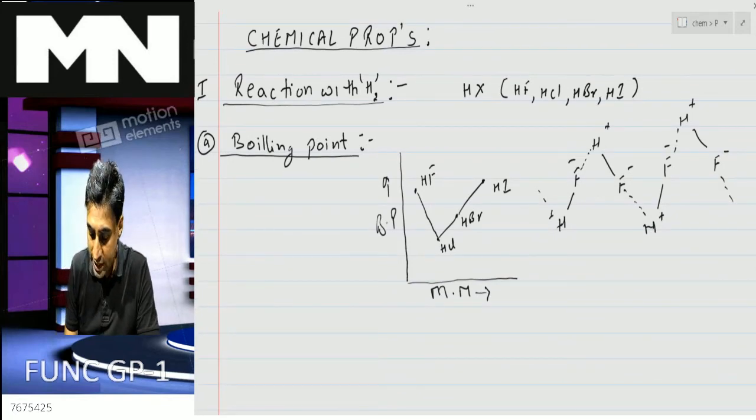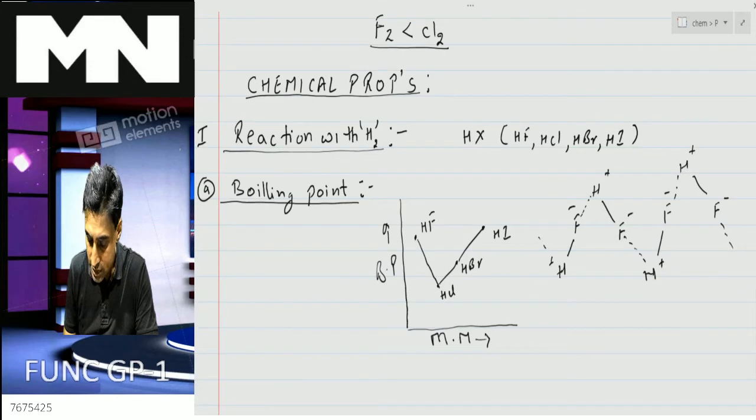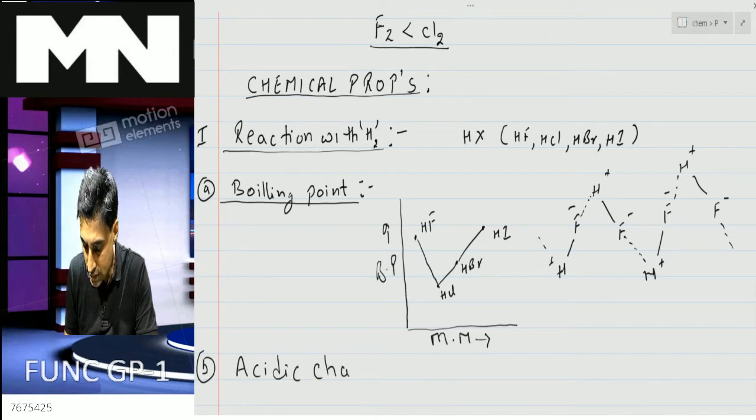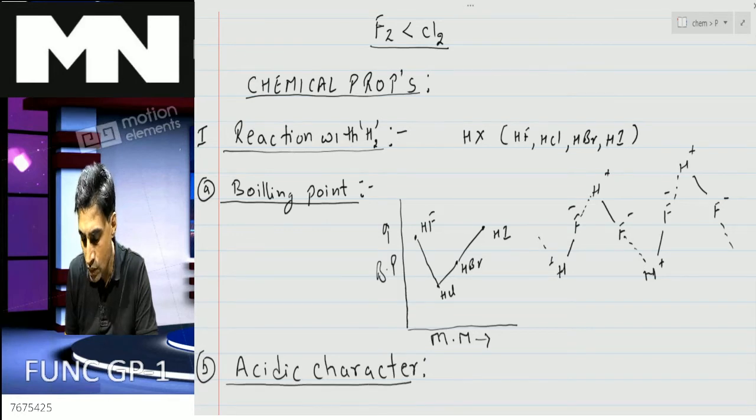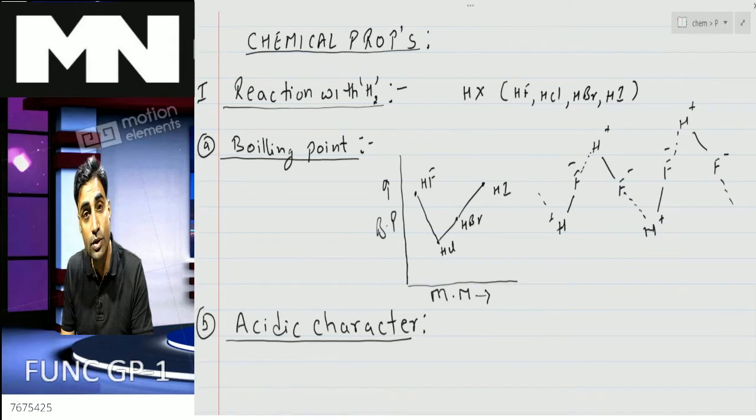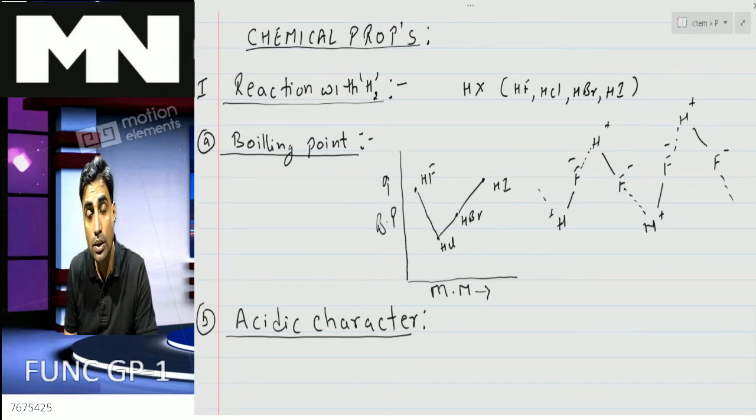After boiling point, next we'll see, second, their acidic character. All compounds of 17th group elements with hydrogen have an acidic character.